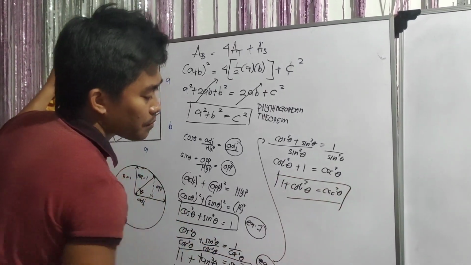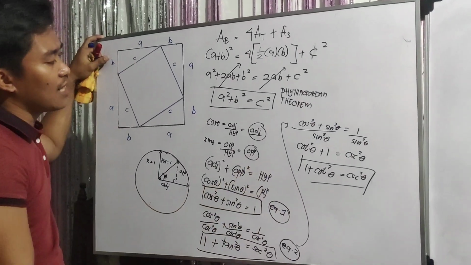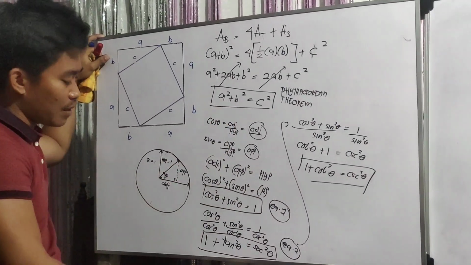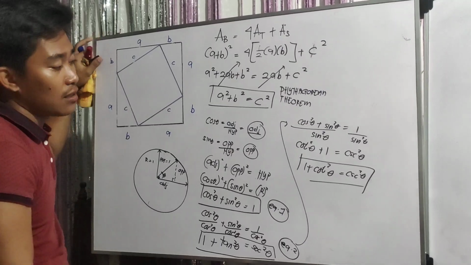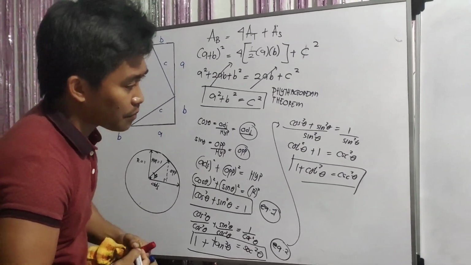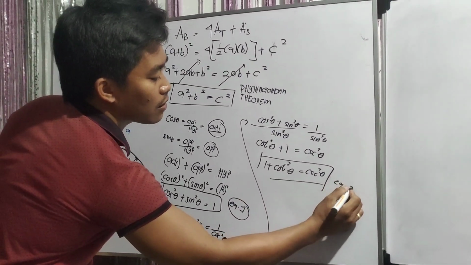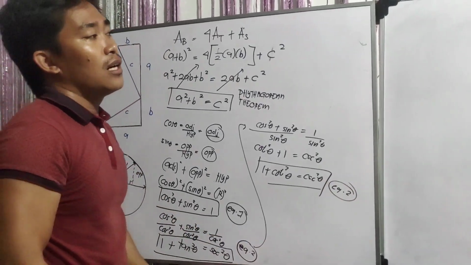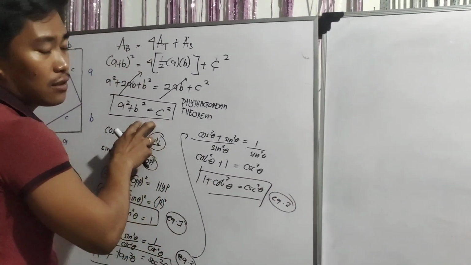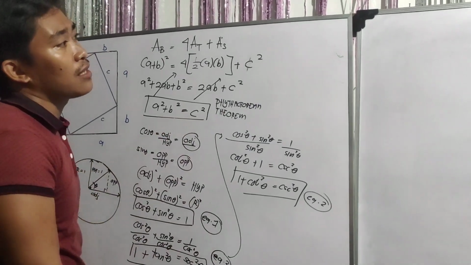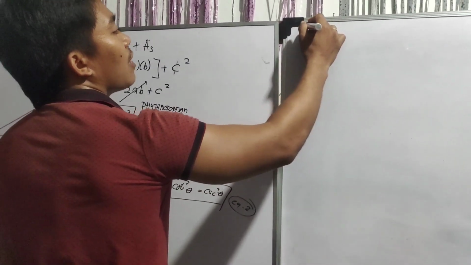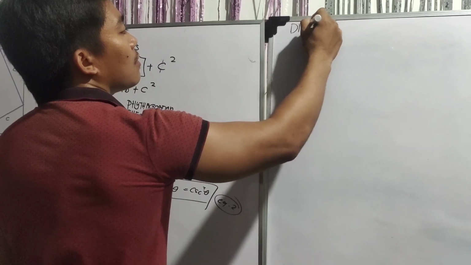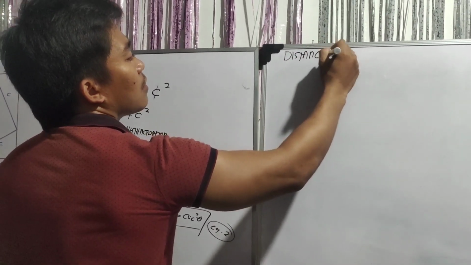So, in short, all of those identities come from the Pythagorean theorem. You apply it to the unit circle. Okay, so that is equation 3. Now, another application for this Pythagorean formula is what? The distance formula.